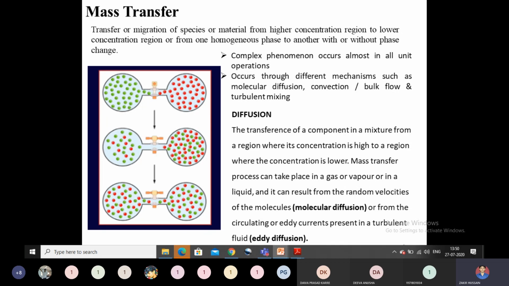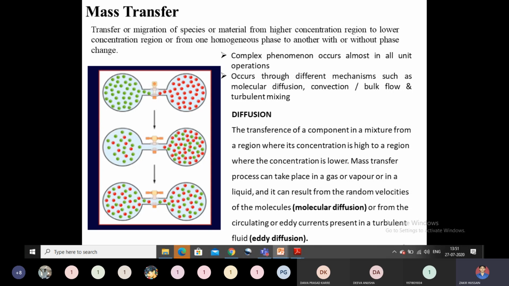Then the basic question they can ask is, what is mass transfer? Mass transfer is the migration of molecules or species from one region to another region. Usually the species will migrate from a region of high concentration to lower concentration regions. Similarly is the case with heat transfer: heat will transfer from the higher temperature region to the lower temperature region. Similarly, mass transfer will take place from the higher concentration region to the lower concentration region.